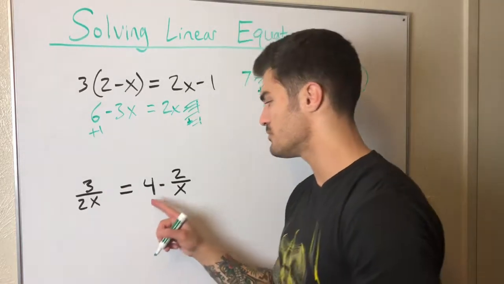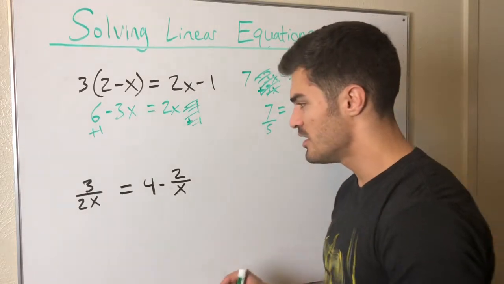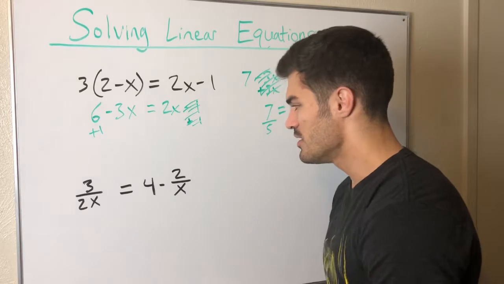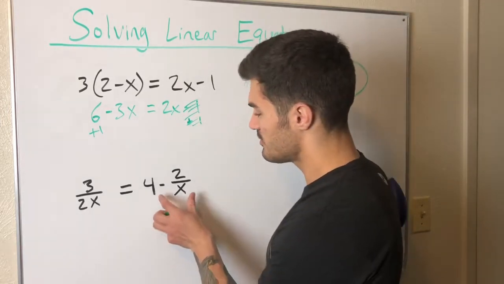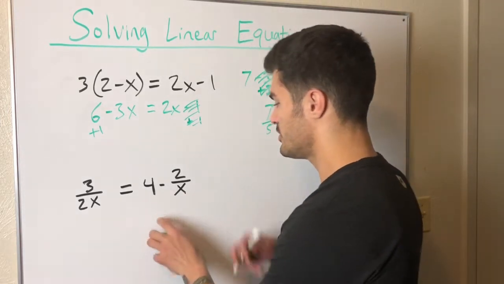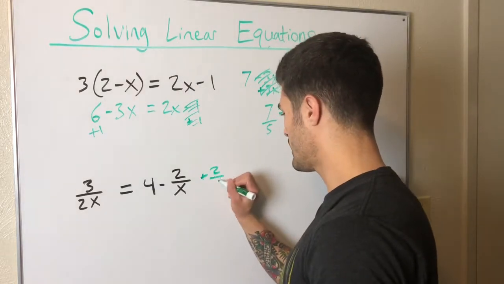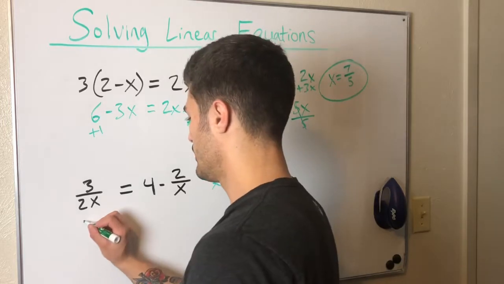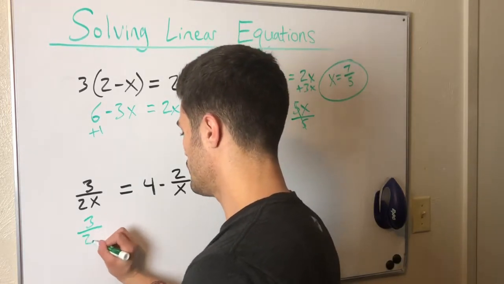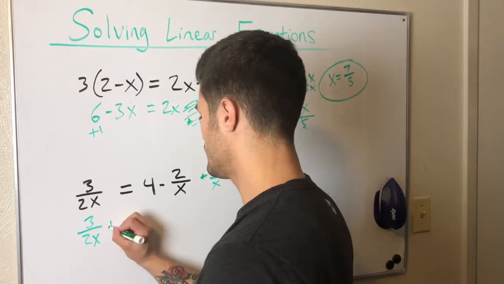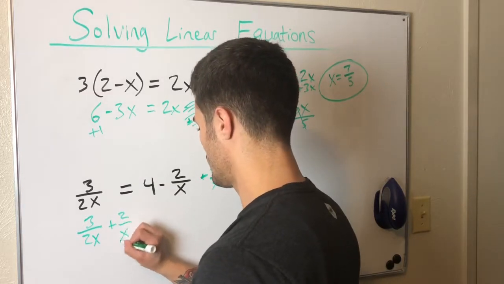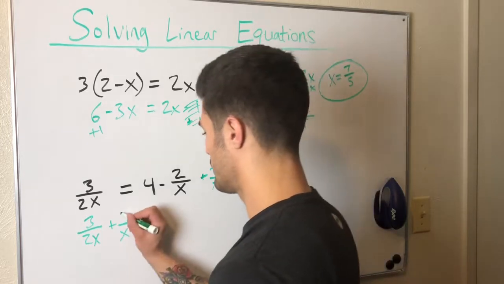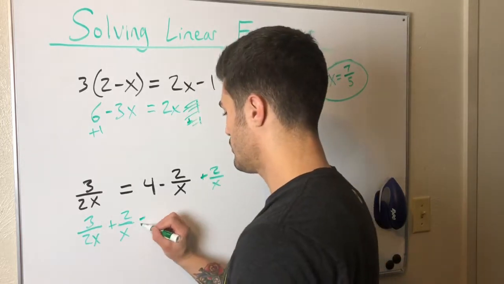3 over 2x equals 4 minus 2 over x. All right, we got x on both sides, and it's in the denominator in this case. So let's go ahead and get everything with x on one side. I'm going to add this plus 2 over x to both sides. So I'm left with 3 over 2x plus 2 over x equals 4.